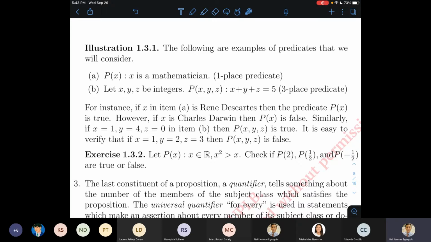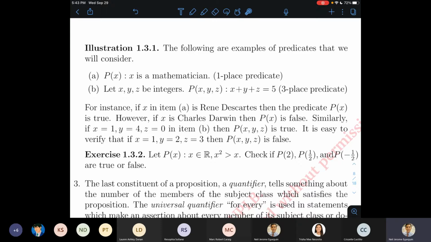Right? So ibig sabihin, pwede tayo mag-substitute ng kahit anong value ni x. It doesn't matter if the statement will become true when we plug in a certain value for x. It's another question, a question about the truth value of that predicate. Pero lahat ng posibleng nating i-test, pwede nating ilagay kay p. So you can say x can be replaced by René Descartes, and probably the truth value of p of x will be true. Or if you say Charles Darwin equals x, then p of x is false. Kasi hindi naman mathematician by profession si Charles Darwin.